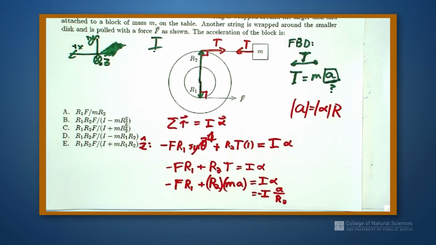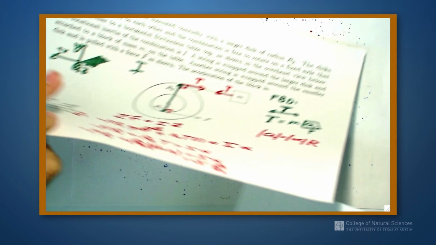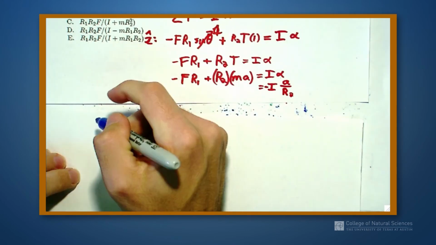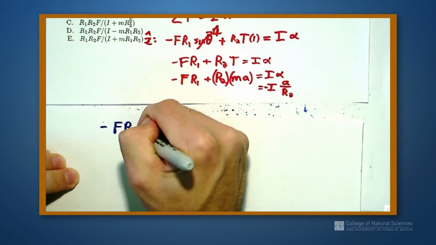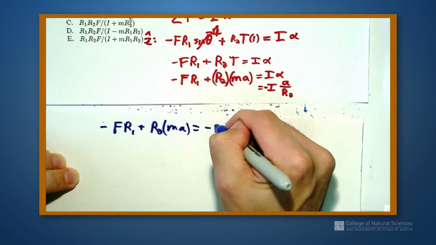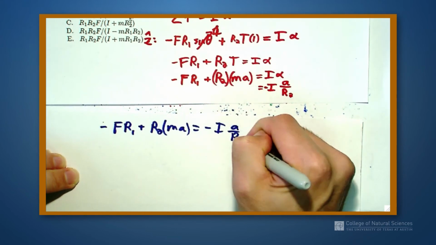I think I'm going to need some more paper. So, go ahead, move some stuff around. I'm going to rewrite this. Minus FR1 plus R2MA is equal to minus IA over R2.